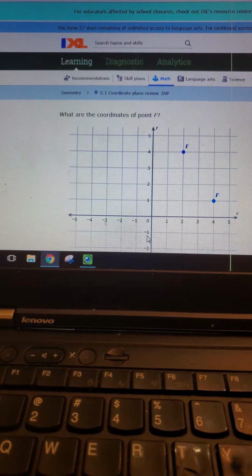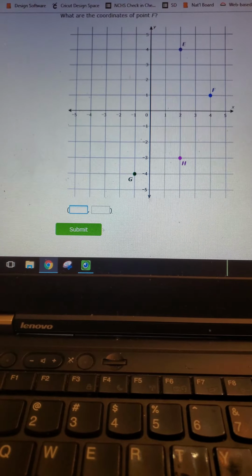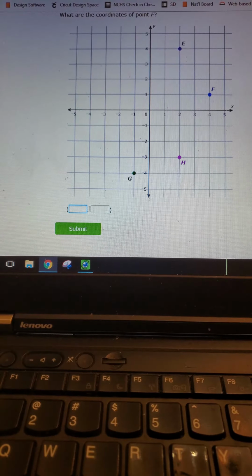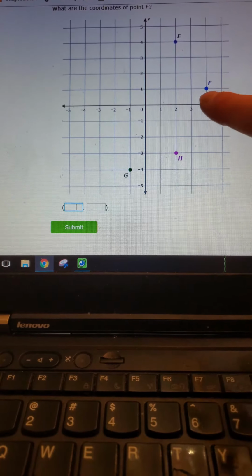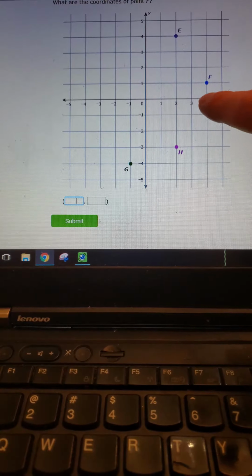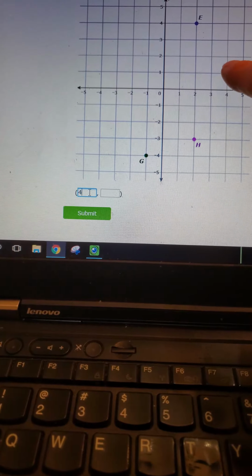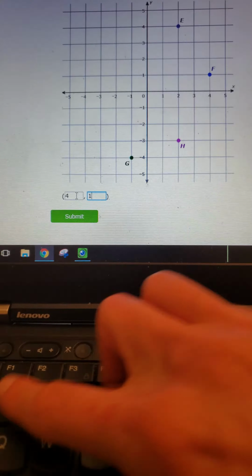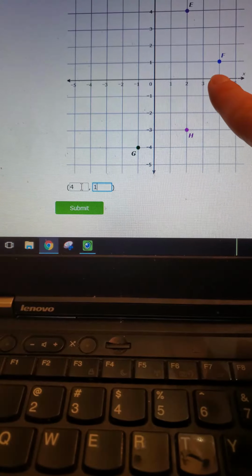What are the coordinate points of F? So this is asking me something different. I'm going to come down here and I'm actually going to fill in the numbers down here. So F is right here. I have to go right 4, so it's going to be a +4 for my x. And then after I go right 4, I go up 1. So 4, 1. Right 4, up 1.